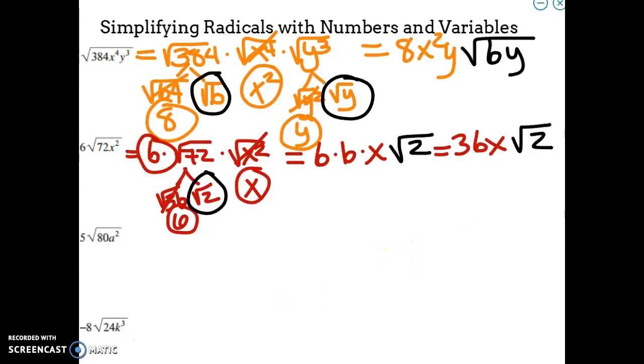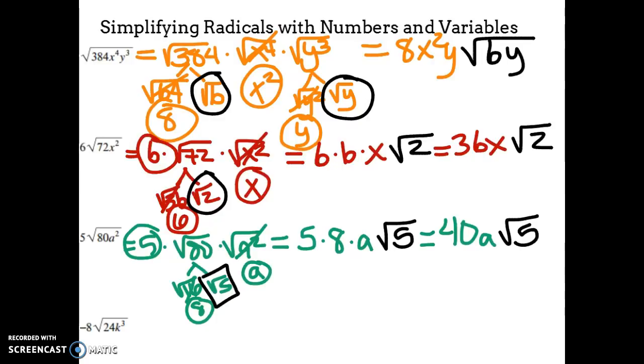Okay, go ahead and hit pause and do problem number 3. Hit pause now. Okay, and we're back. Did you get 40a square root of 5? If you did, you've done it correctly. 5 is on the outside of the radical, so it comes all the way over here. 80 can be broken into 16 times 5. Square root of 16 can be simplified into 4. The square root of 5 cannot be simplified.